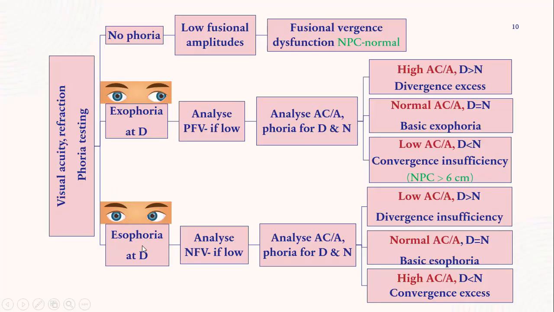If the phoria testing shows that there is an esophoria, then we look at the negative fusional vergence or the divergence amplitudes. So here again we check whether the AC/A ratio is normal, low or high, and also whether the phoria is more for distance or near. If the esophoria is more for distance and it's a low AC/A ratio, then it's a divergence insufficiency. If it is a normal AC/A with equal measurements at distance and near, then it is a basic esophoria or it is a convergence excess.